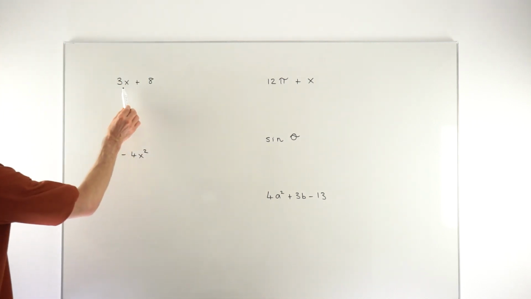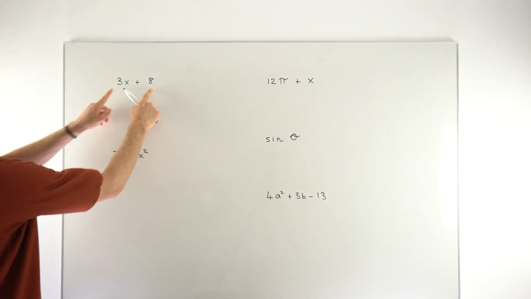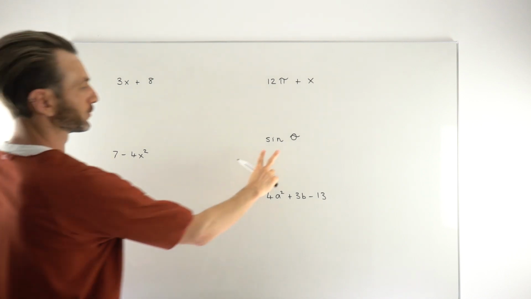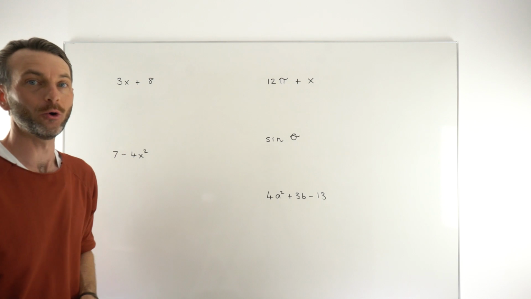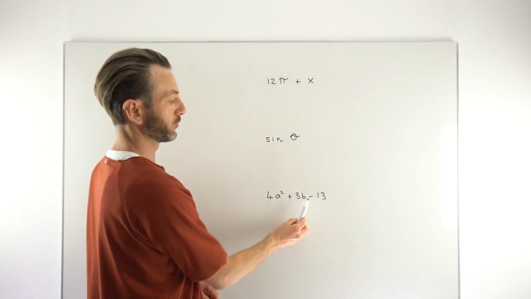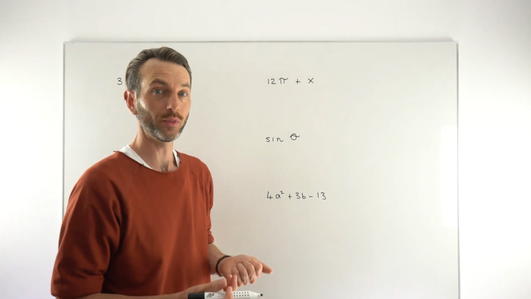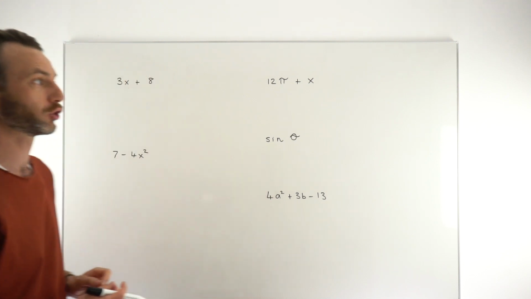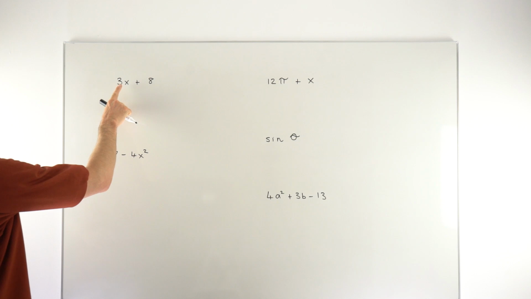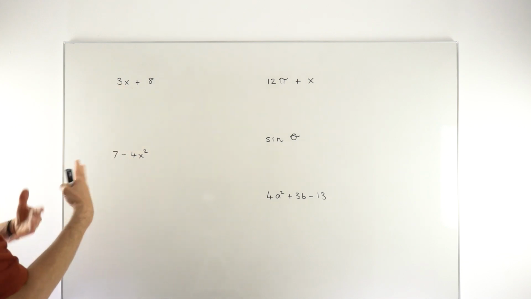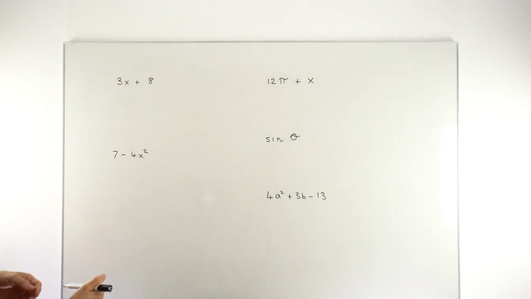So this expression here has got 2 terms, 1, 2. This has got 2, this has only got 1, this has got 3, this has got 2. And the way you can tell is because of the operations plus or minus in between. That will always exist between the terms. Okay, so let's start with the first example here. We know we've got 2 terms. What are some of the other features?